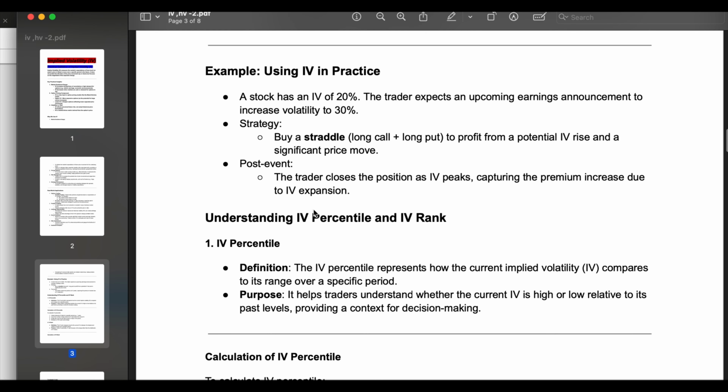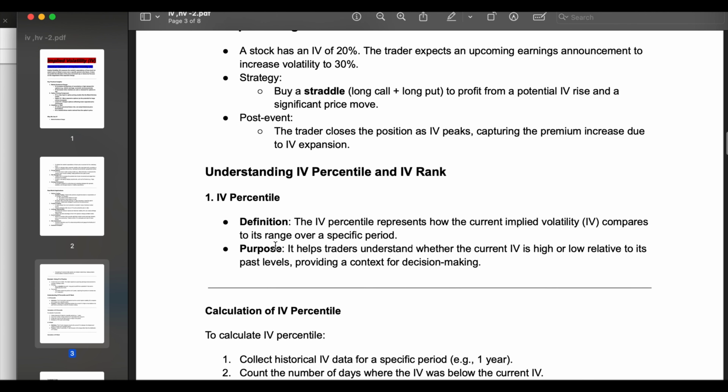So, I have taken some examples, and in this one I will also show you the practical approach of the mathematics, and that approach I will use in Python code, and I will show you the graphical view of IV.